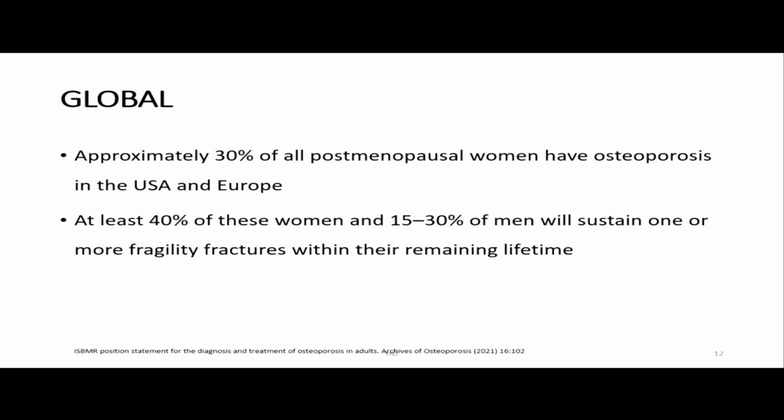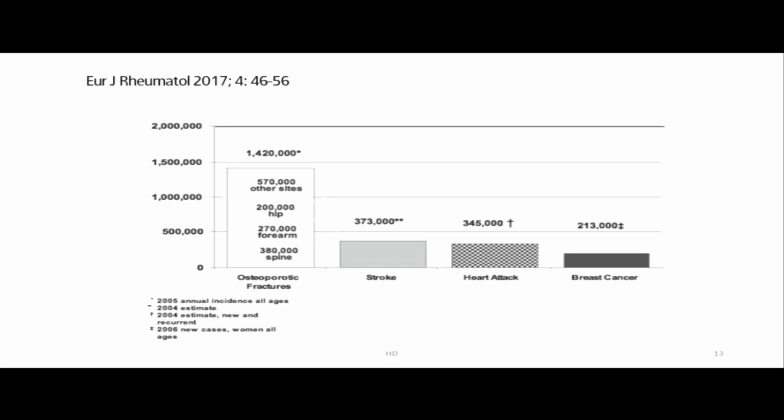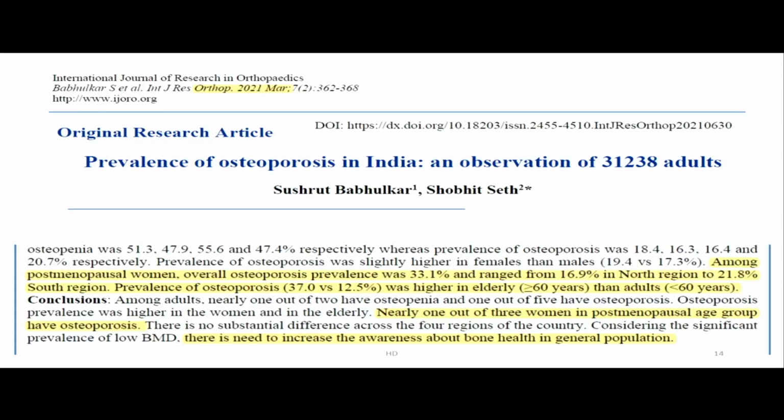Coming on to the epidemiology part, approximately 30% of all postmenopausal females have osteoporosis in the US and Europe, and at least 40% of these women and 15 to 30% of men will sustain one or more fragility fractures during their lifetime. This is the 2017 US data, and as you can see, the prevalence of osteoporotic fracture is more than stroke, heart attack and breast cancer combined. Still, we work up less on this. It's a neglected disorder. This is the prevalence from India, and as you can see, the prevalence is more or less the same as the global prevalence.